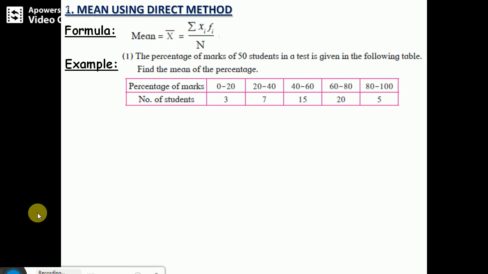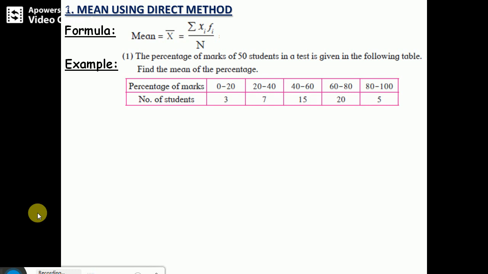The first example: the percentage of marks of 50 students in a test is given in the following table. Find the mean of the percentage. This data is given to you where there are two different rows.